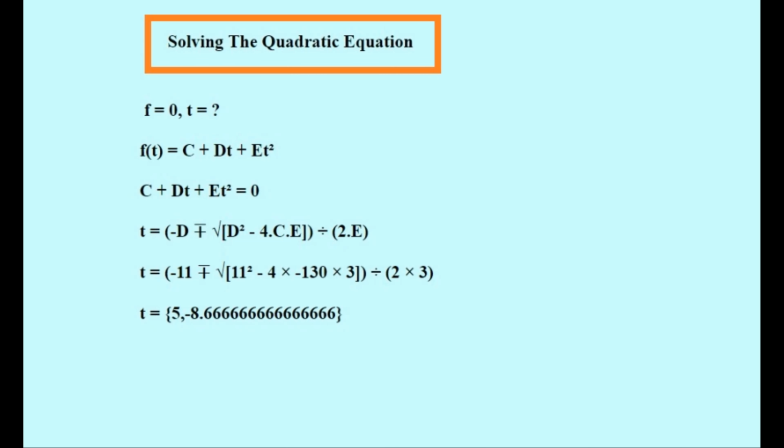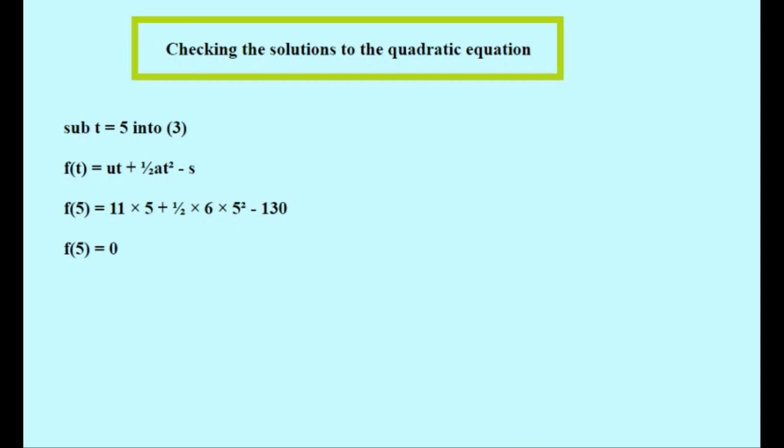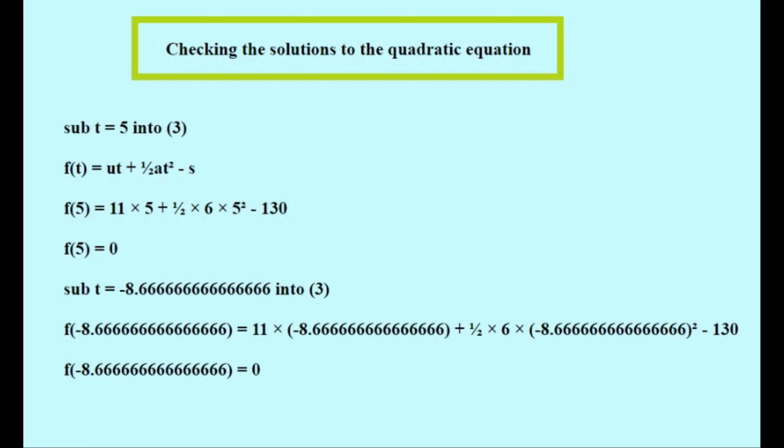I should round the second one, but I wanted to show it to you as it would be newly calculated in a computer. The rounding can be done later. Now to check these solutions. We firstly try t is equal to 5. So substituting all the values in gives us this expression, which gives us this answer, 0. So this is a solution. And similarly, the other solution is correct too.